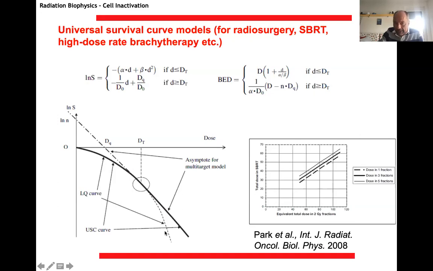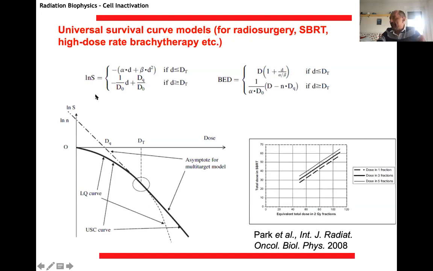You see that this curvature here is the linear quadratic. The survival estimated by the linear quadratic was far too low compared to the real survival, due to the fact that the final slope of the survival curves is exponential, it's not continuously bending.